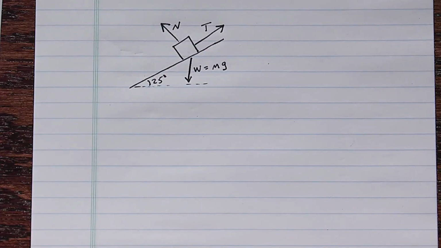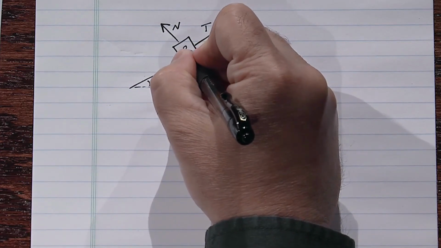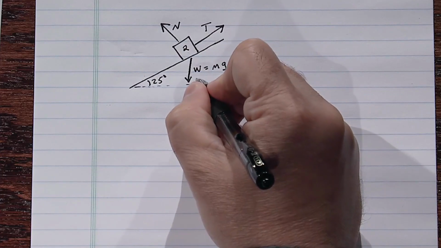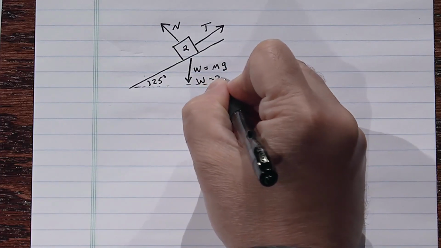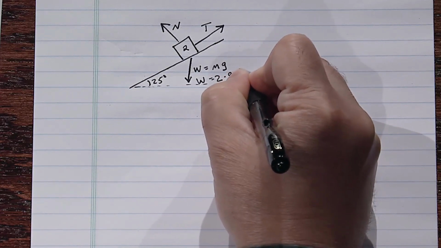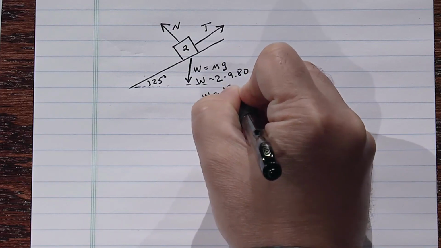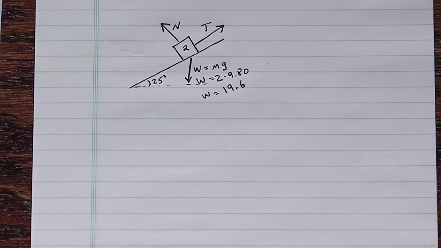We know the mass of the box. We're given that the mass of the box is 2 kilograms. So we know that the weight of the box is 2 times our gravitational field strength of 9.80, or the weight is 19.6 newtons.